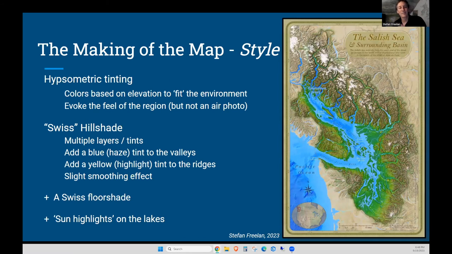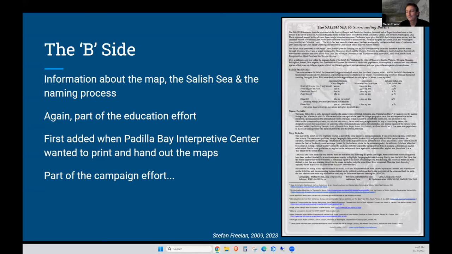From a geeky GIS standpoint, real quickly, this is referred to as hypsometric tinting, which is to say the colors are based on elevation. It's not land cover. I'm choosing colors that to me sort of evoke the feel of the Pacific Northwest. There's what's referred to as a Swiss hillshade effect that tries to get the valleys to be misty and the ridges be brighter. A Swiss hillshade for the bathymetry, sun highlights around the lakes, all trying to give it a little bit more of an organic, lifelike feel. Again, trying to capture what the area feels like to me out there.